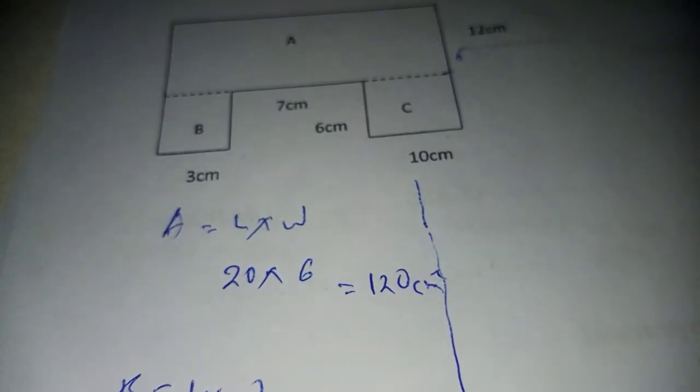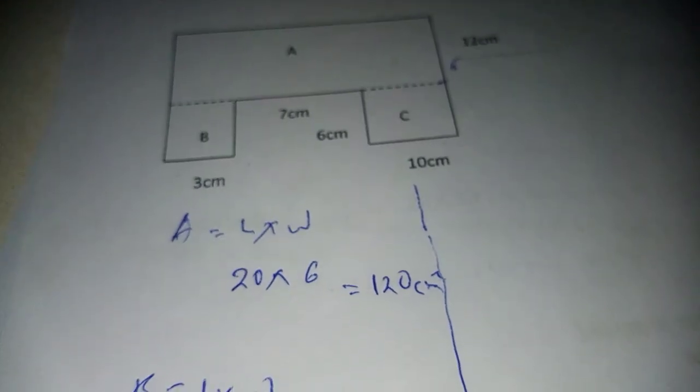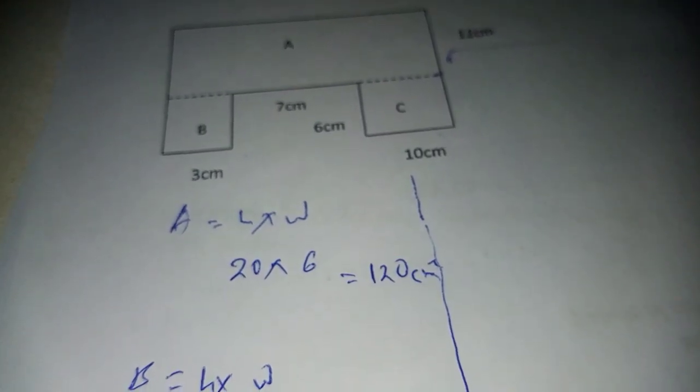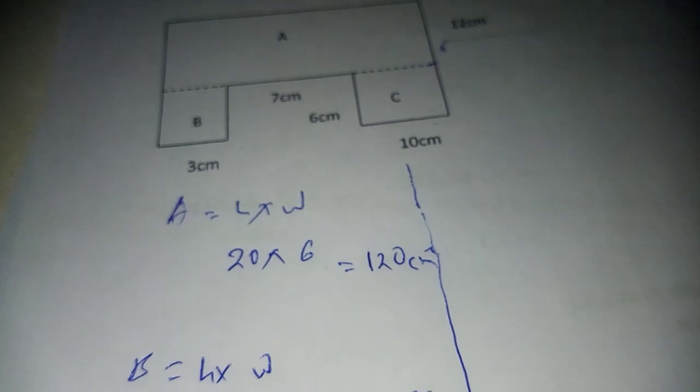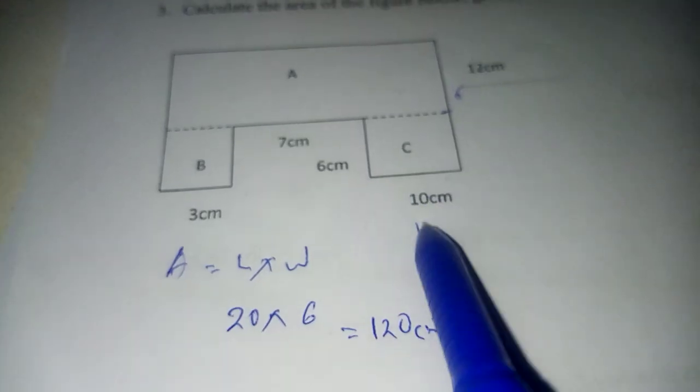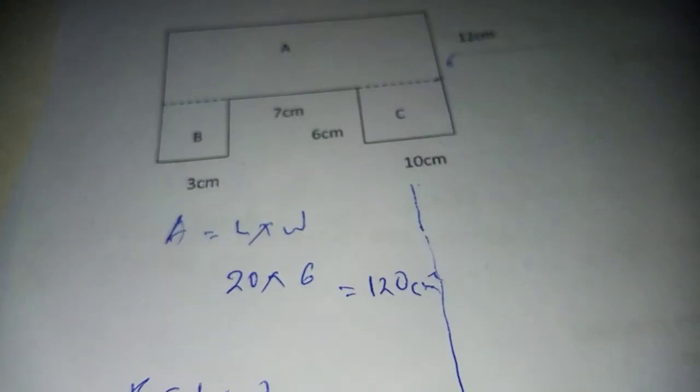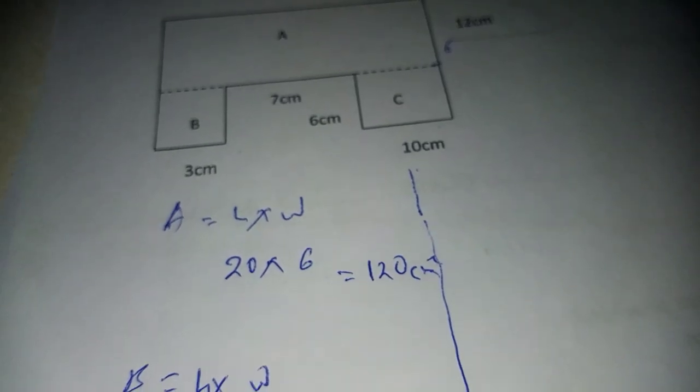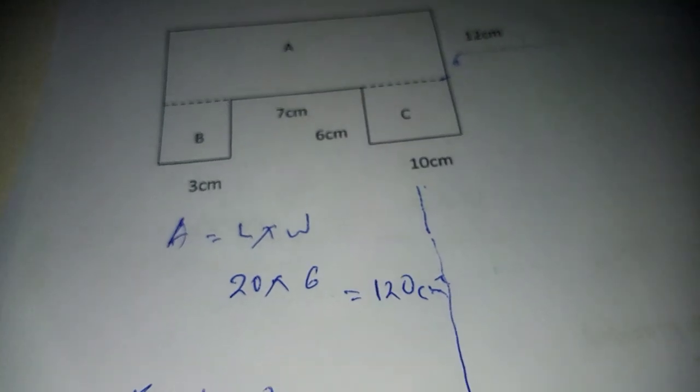Part C, you can also see it is a rectangle. Part C is also length times width. So we are having 10 times 6. It is 10 times 6, which is just 60 centimeters squared.